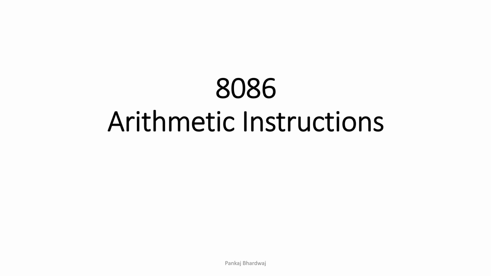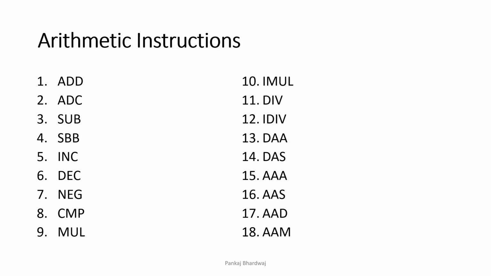Coming to the arithmetic instructions, we have these 18 instructions, including addition, subtraction, incrementing, decrementing, negating, that is complementing, and compare, CMP. Then 9 and 10 will be multiplication and signed multiplication. Similarly, 11 and 12 will be division and signed division. This is decimal adjust accumulator, and this is decimal adjust accumulator after subtraction.